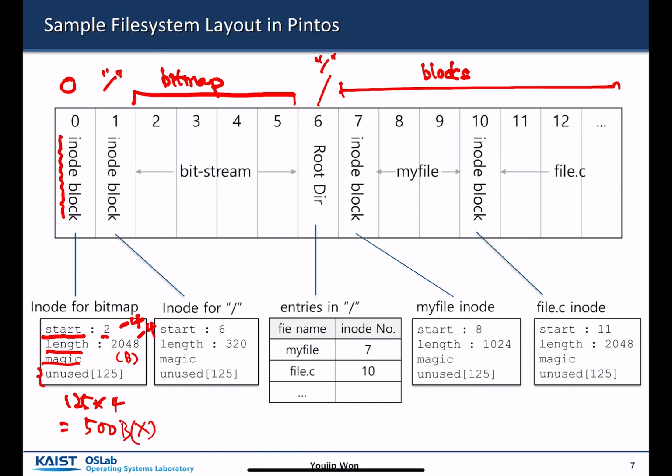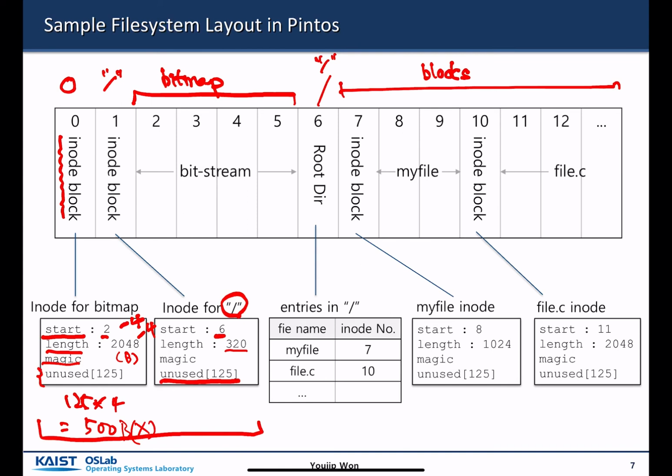Okay, and then let's look at the root directory. The start address is 6. So the data block for the root directory file starts at block number 6. And then the size of the file is 320 bytes. So it fits within a block because the block size is 512 bytes. And then there comes a huge space of unused space. Okay, so this is the inode structure.